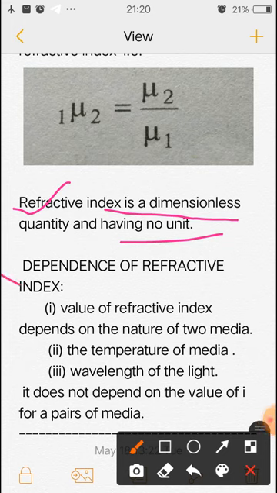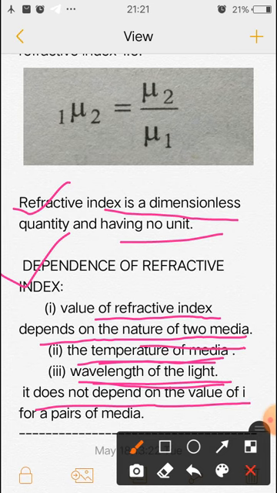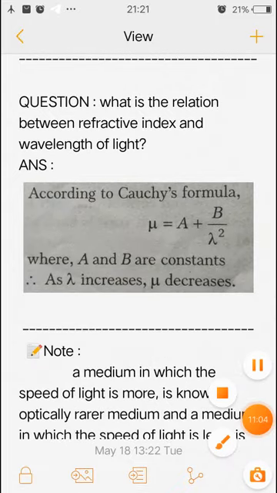And next, the dependence of refractive index. The value of refractive index depends on the nature of the two media, the temperature of the media, and the wavelength of the light. There are three factors: the nature of the media, the temperature, and the wavelength of the light. But it does not depend on the value of the angle of incidence for the pair of media.